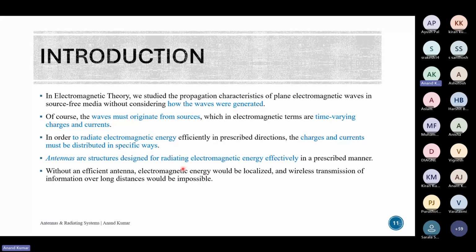Without an efficient antenna, the electromagnetic energy would be localized. What that means is, let me use the pen, if you have an oscillating charge, the fields would radiate, but it would die down. But if there is an antenna, it would radiate properly. Something like that, to remember. If you don't have an efficient antenna, the waves won't propagate to a longer distance, which is what we need.